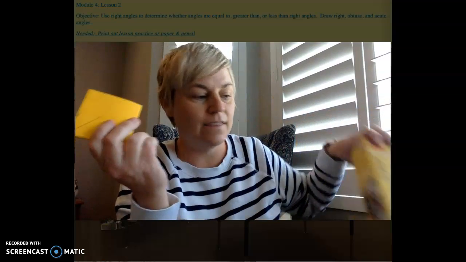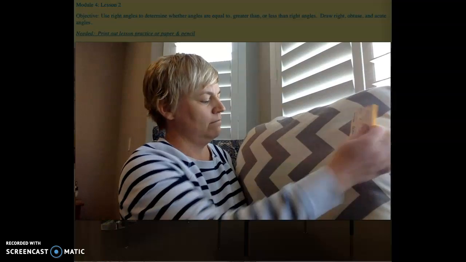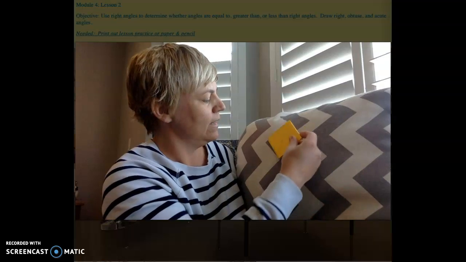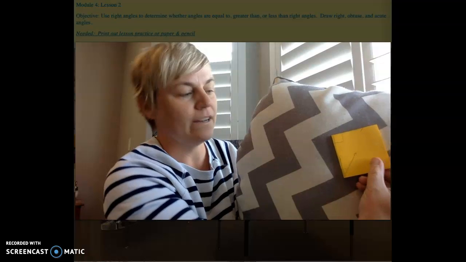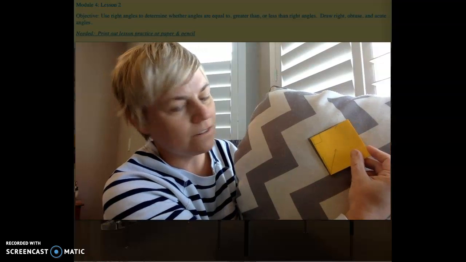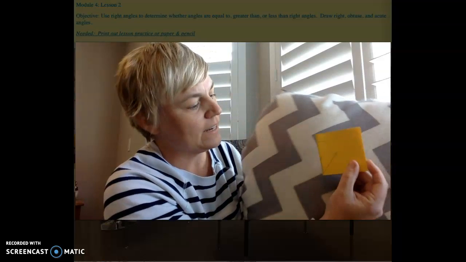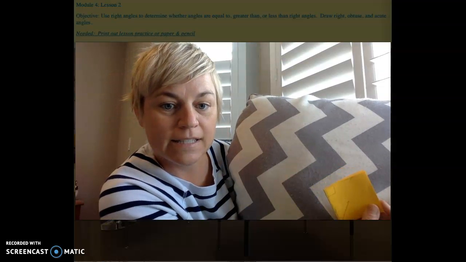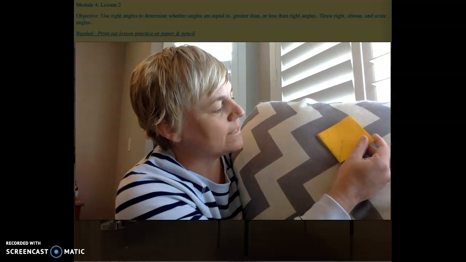If it was less than that, then I know that it would be an acute angle. I noticed this pillow had a lot of angles on it. Now I'm wondering if they are right angles, so I'm going to take my corner and line it up right here. Let's see, is this a right angle? Does it line up? It is. That is a right angle right there. Let's find another one. How about right here? Is this a right angle? What do you think? Yes, all of these are right angles on this pillow, this design.